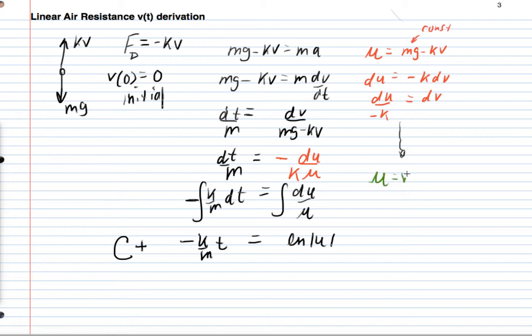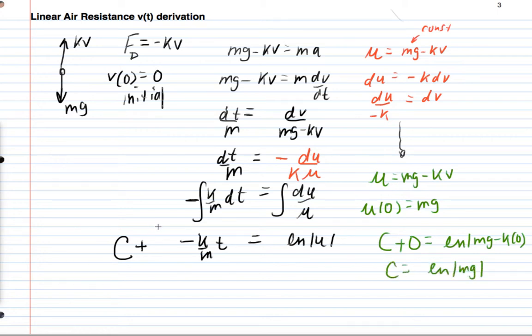So I know that u is mg minus kv, and that means u of 0 is just mg. So let's just substitute that in right here. So we're going to get c plus 0, because t equals 0, equals natural log of mg minus k times 0. So c ends up being the natural log of mg. So that's going to give us here natural log of mg minus k over m t equals ln u. And I can actually go further with this.